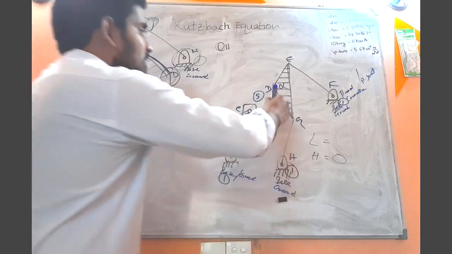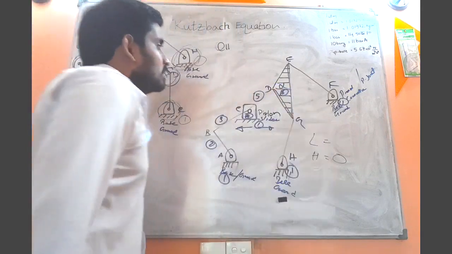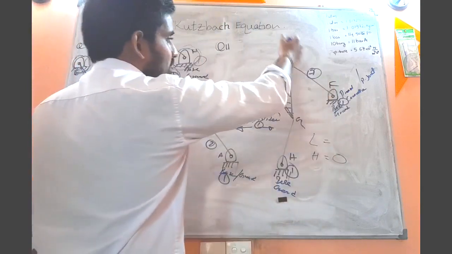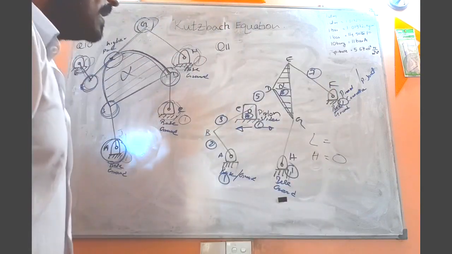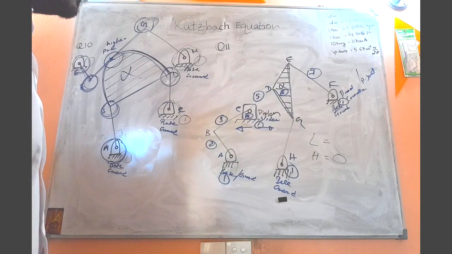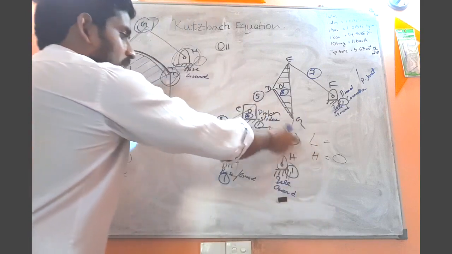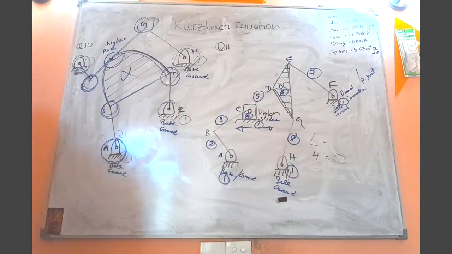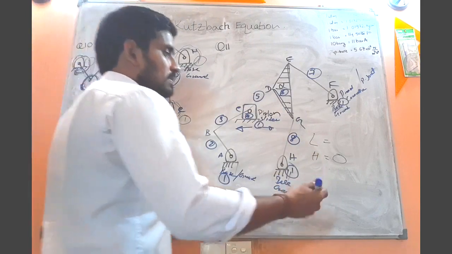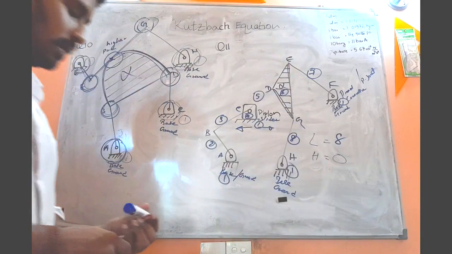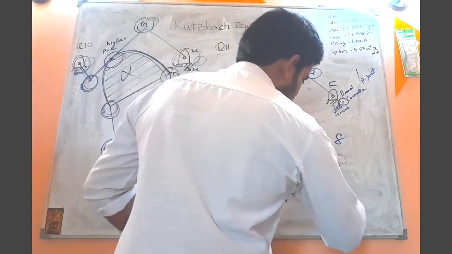Then number 6 is plate alpha. Then number 7 is link EF. Then number 8 is the link GH, right? So that is number 8. So how many links, how many members do we have? 8 members, right? And how many joints do we have?